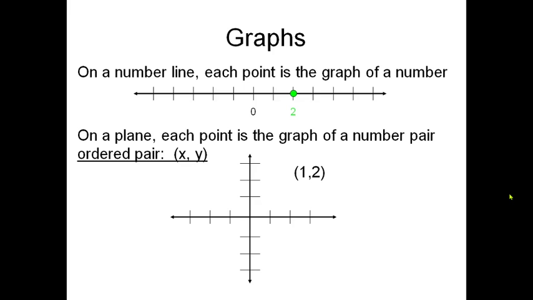For example, we have one pair, 1 and 2. So 1 stands for the x coordinate and 2 stands for the y coordinate. Always remember, your first number, that is 1, will go on the x-axis and your second number, that is 2, will go on the y-axis. So this is an ordered pair like this. On the x-axis it is 1, on the y-axis it is 2.